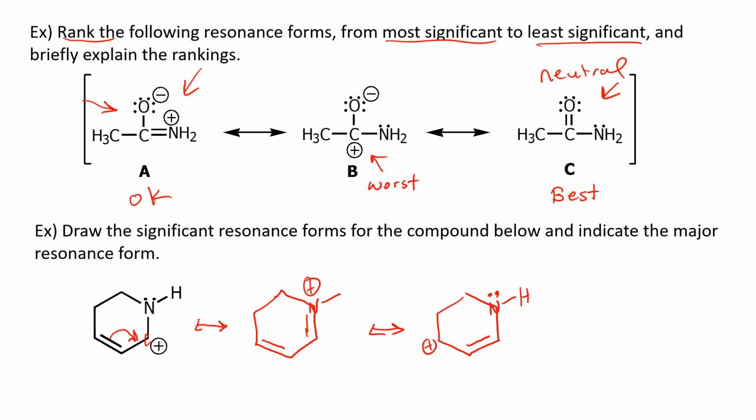So we want to evaluate the contribution of each of these structures to the resonance hybrid. First, we want to try to eliminate anything that does not have an octet. In the following two structures, we have a carbon that doesn't have an octet. This structure has its octet, so this one is probably going to be the best.